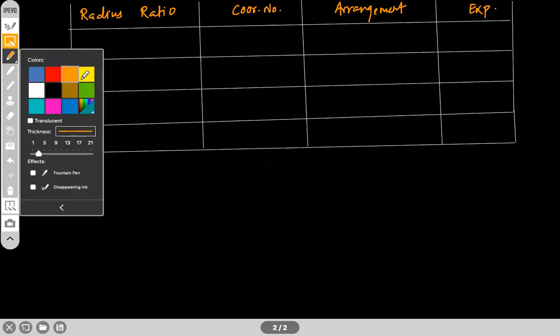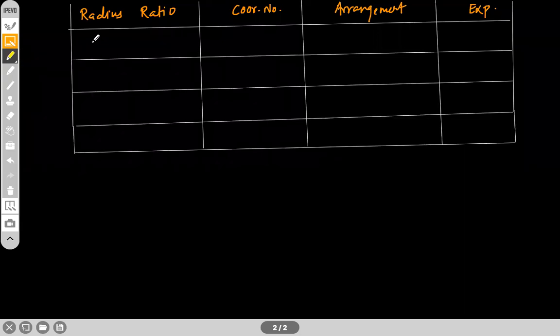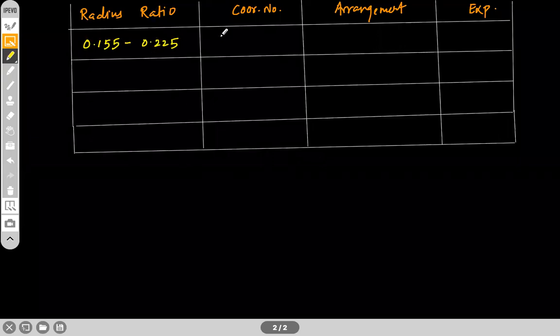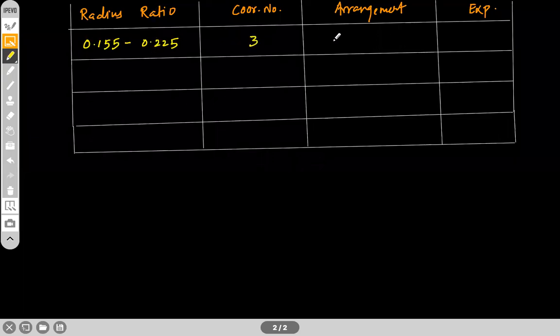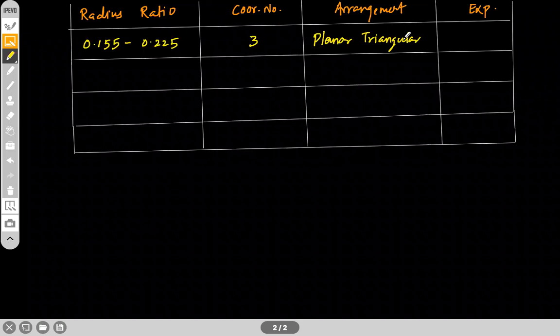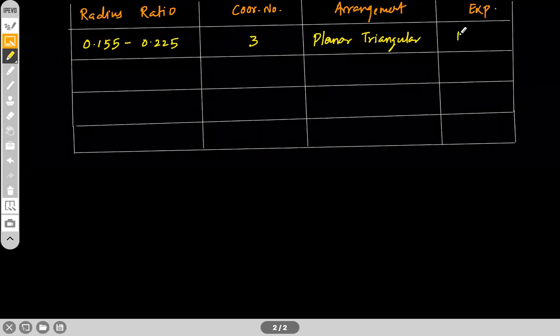Now, if the radius ratio is 0.155 to 0.225, this is the radius ratio, its coordination number is 3 and arrangement is planar triangular. Means this is the arrangement of anions around the cations. Example, we have B2O3.